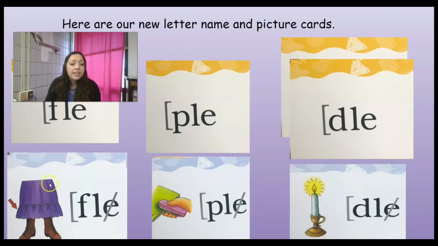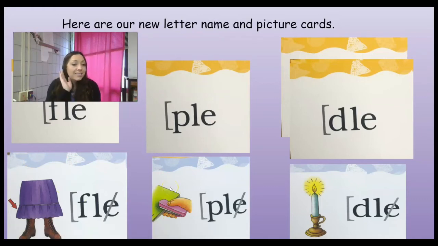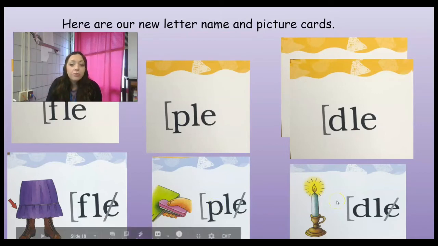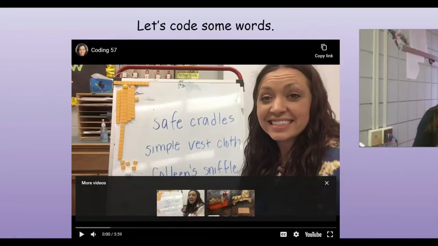Okay? And then for the F-L-E final syllable, we're going to say the word ruffle, because ruffle has it. So we have the picture of ruffle. For final syllable P-L-E, we're going to say staple, because staple has that P-L-E at the end of it. And for final syllable D-L-E, we're going to say handle, because it has that dull at the end of it. All right, guys, we are going to practice coding some of the words with these final syllables now.